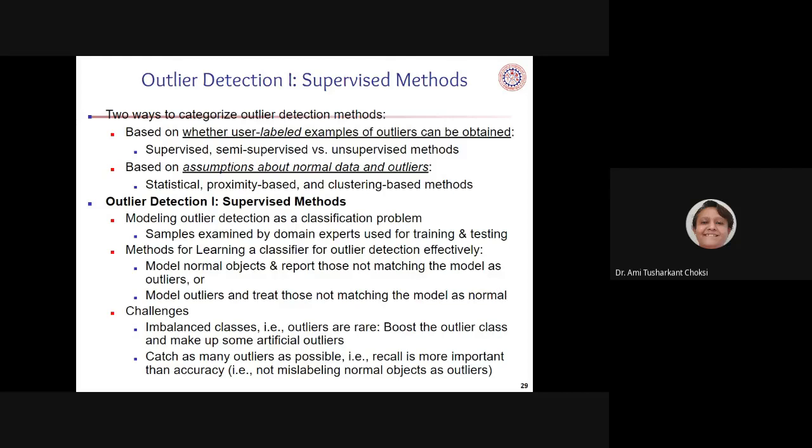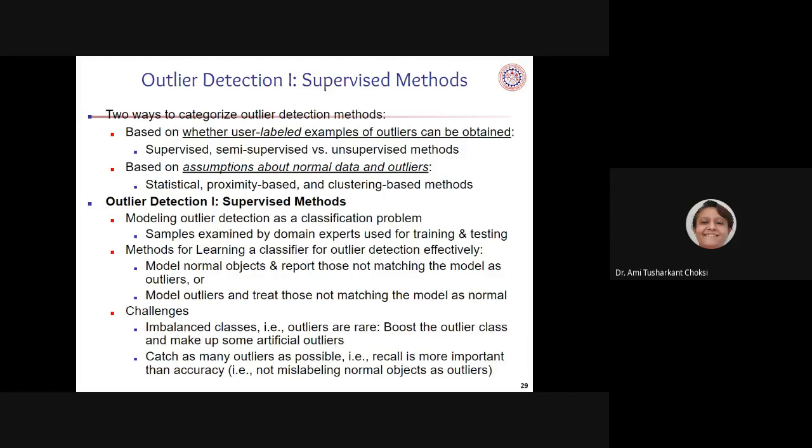It's very simple. So what are the challenges in that? That is imbalanced classes. That is, outliers are rare. Boost the outlier class and make up some artificial outliers. In this, we can be having the imbalanced classes because it is typically the case that outliers are rare. So what is the challenge in that? This is the challenge, right? So what people used to do is boost the outlier class and make up some artificial outliers, right?